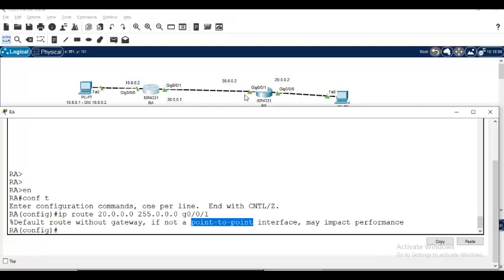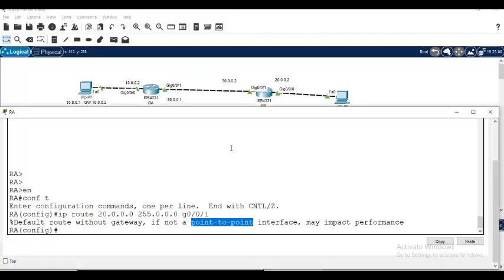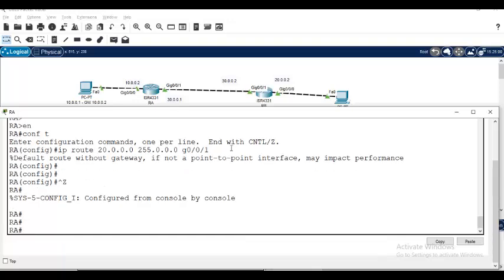We'll talk about that later. So this is okay. It accepted. Now let's go and check the routing table. Show IP route. You see, static. S means what? Static. Statically, we have written it.